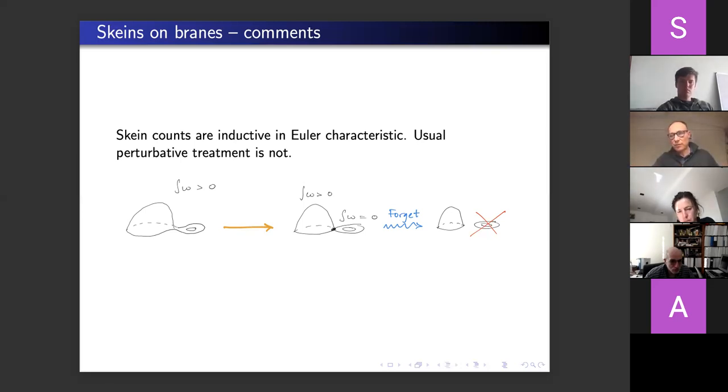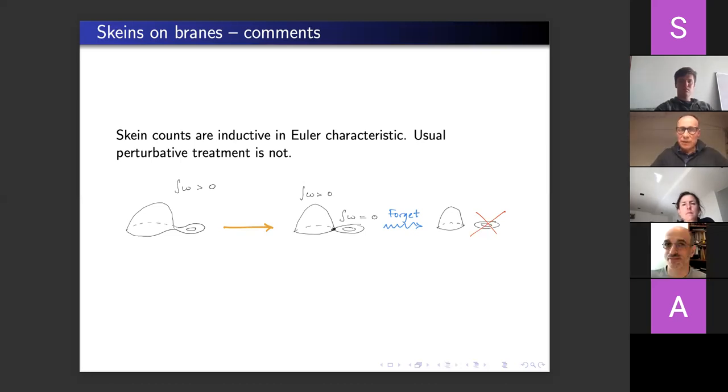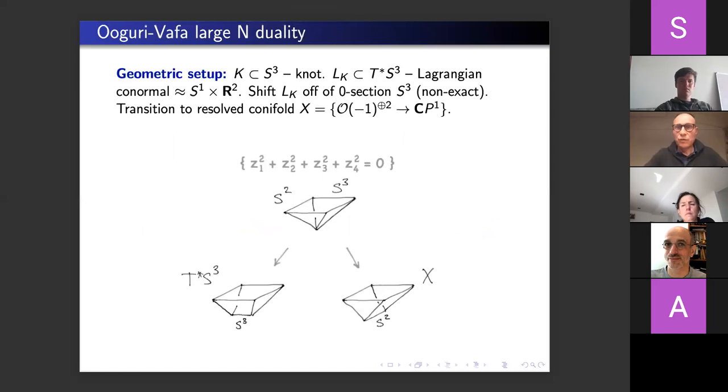So I start from somewhere. In the perturbative treatment, I cannot. I have to do it somehow all at once. And physically, I don't really know what that means. But it's some sort of very different feature. Okay. Let me now go on and use this counting to demonstrate, from this point of view, the Ooguri-Vafa large N duality.